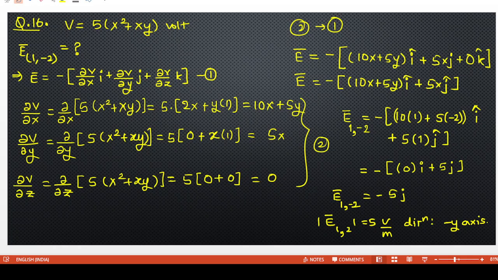Next question. 70. The graph shows variation of potential versus distance. Calculate electric field at various points.